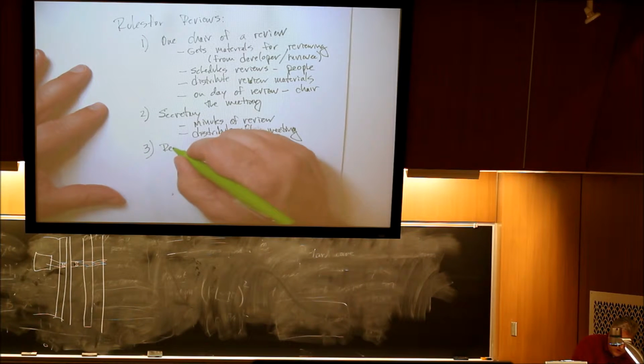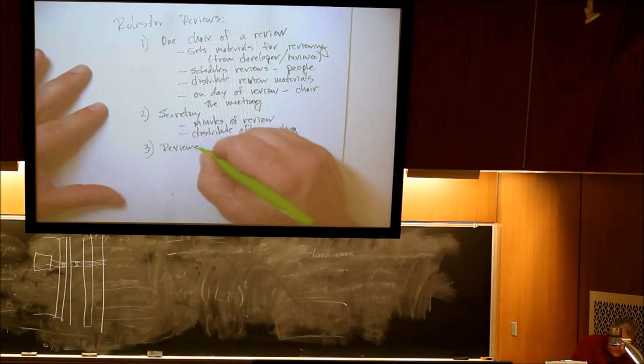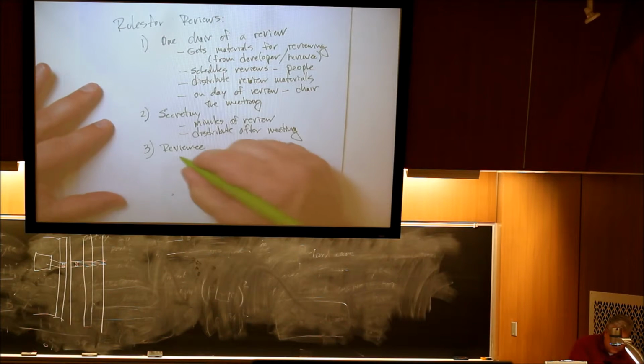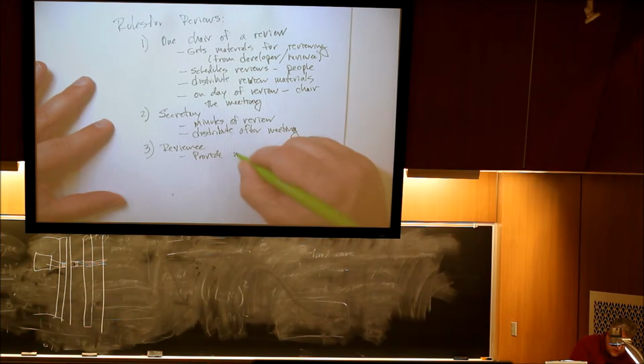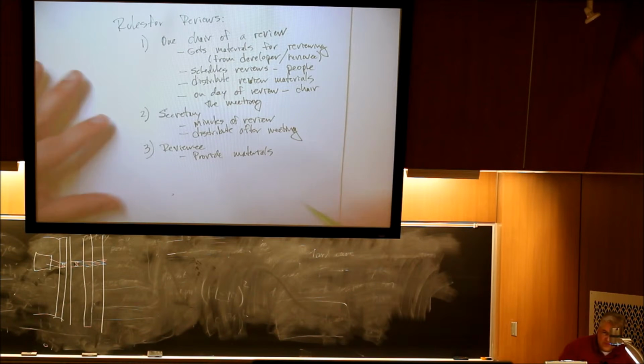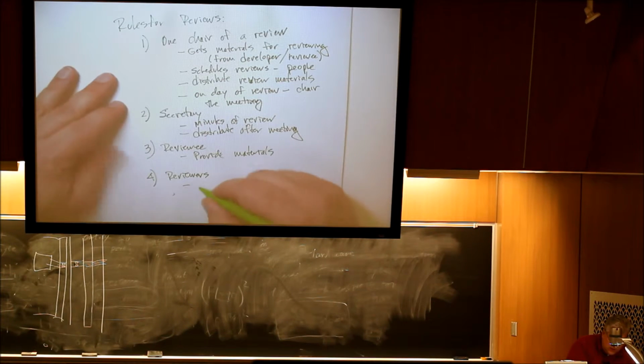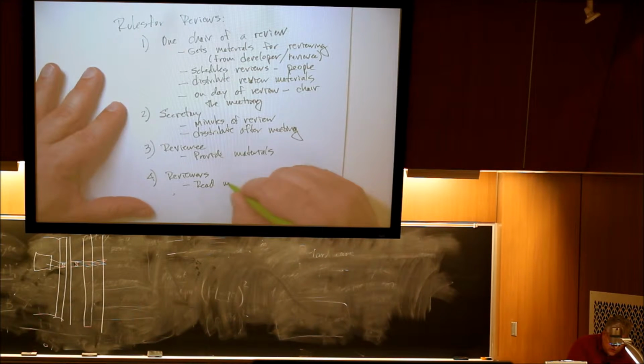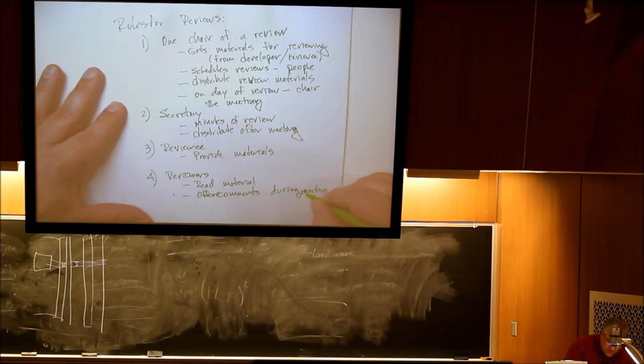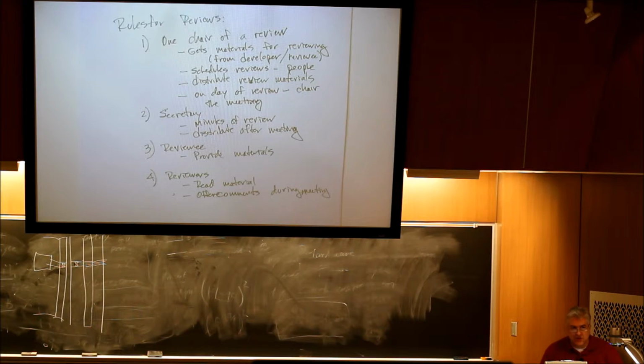There is, of course, the reviewee, and they also provide materials that are to be reviewed. And then, of course, there are reviewers, and they will read material and offer comments during the meeting. That seems pretty easy. That's kind of logical, right?